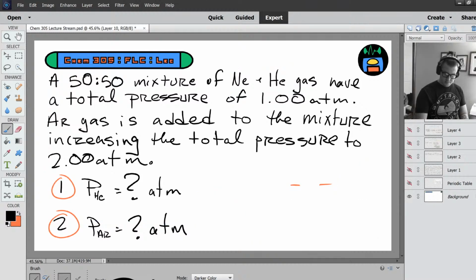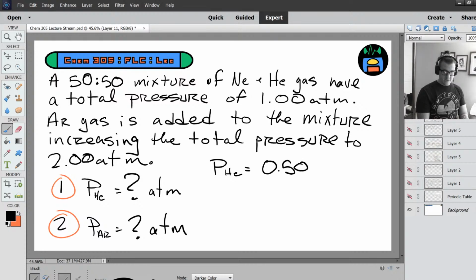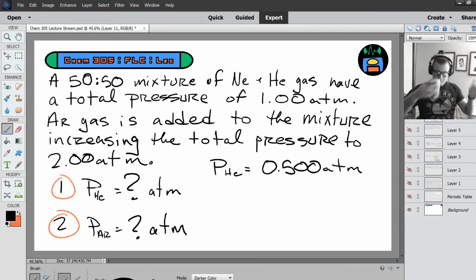That means that our partial pressure of helium will be half of that, 0.5000 atmospheres. All right. So that is the answer to part one, and it's based off of the fact that we know that they're present in equal quantities. So they split the pressure down the middle.